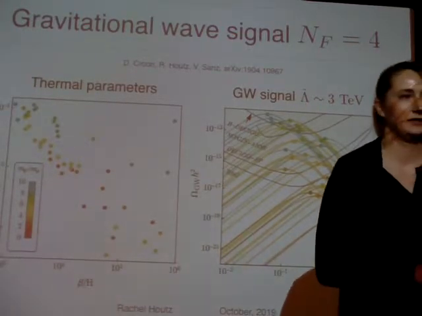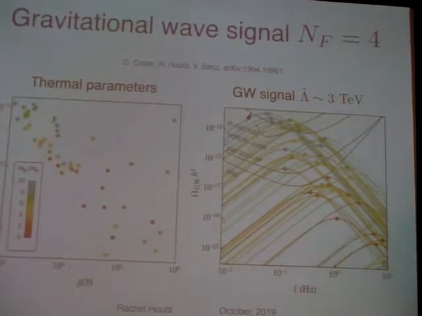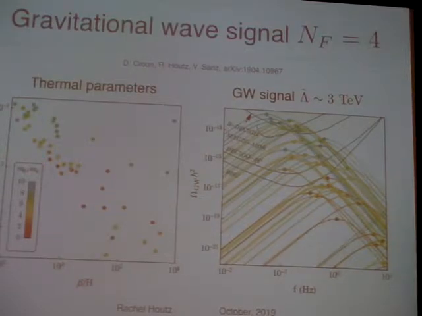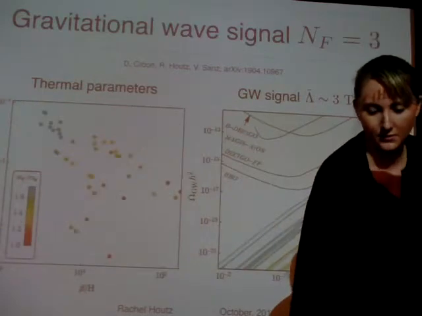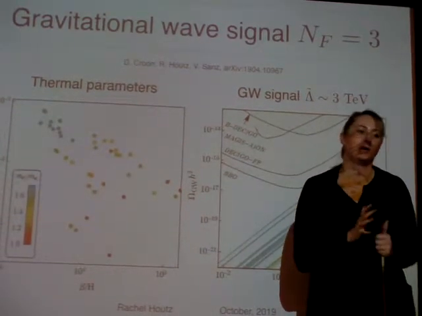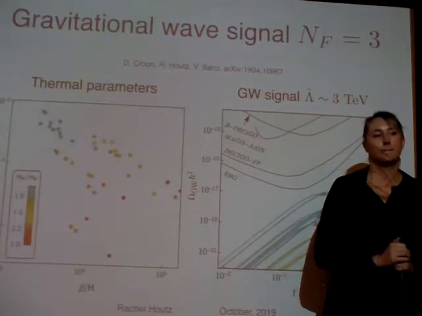So your model is an input to NF equals 4, right? Yes. What do you do with NF equals 3? What model? So NF equals 3, we're just doing a scan, just to see the same quality of behavior. But this was the hook model, basically. The hook model, yeah.